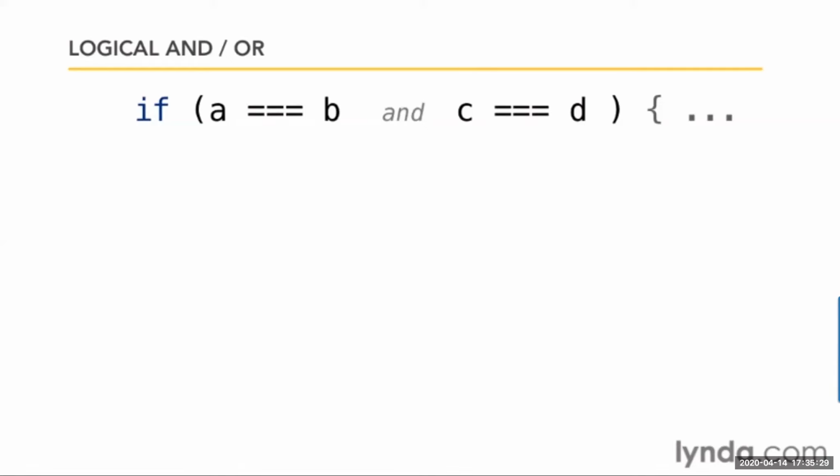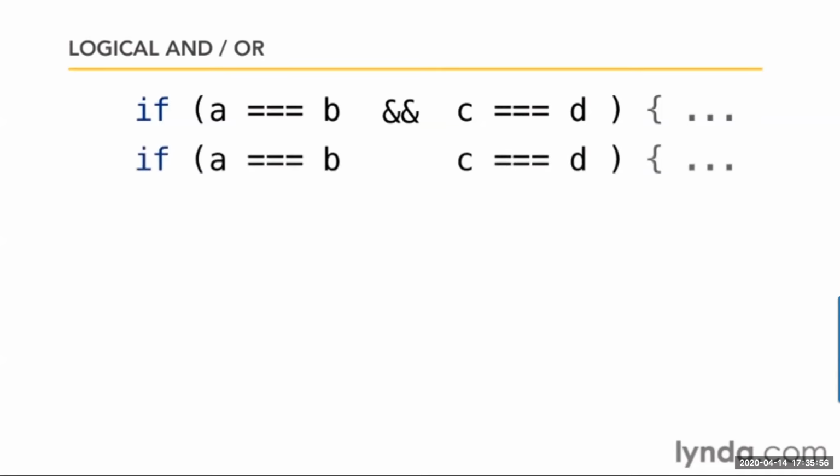I can't use the word and here. There are some languages where you do, things like the BASIC-based languages, but not in the C-based languages. What we use instead is the double ampersand. Now what this means is both of these conditions, A has to be equal to B, or strictly equal to B, and C has to be strictly equal to D for this whole thing to be regarded as true. Again, the entire contents of the parentheses have to be true.